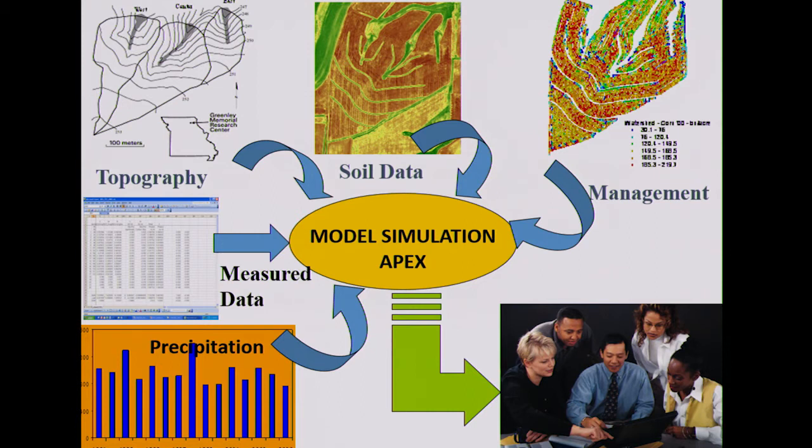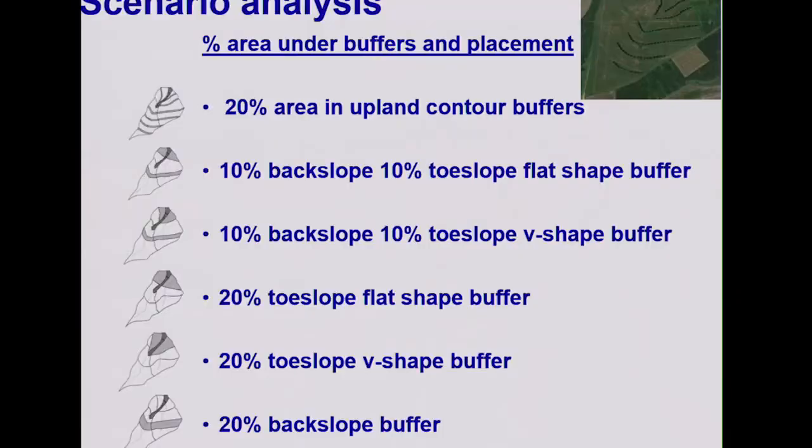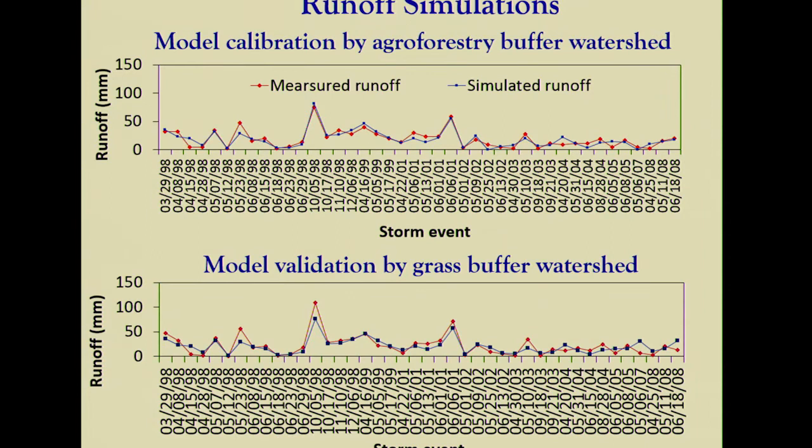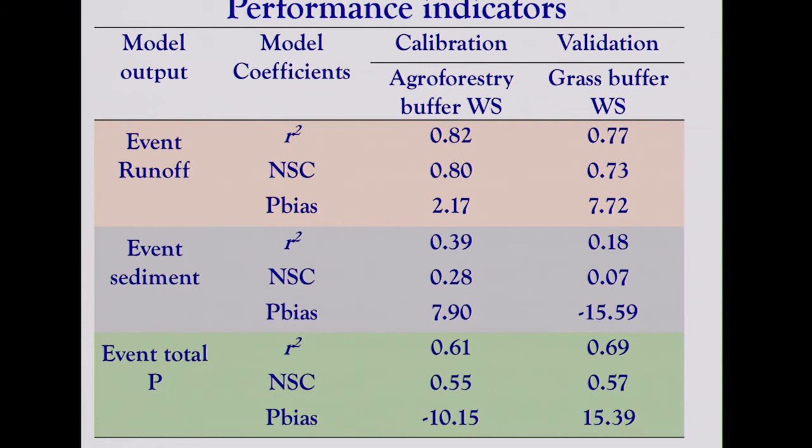So we can do modeling work, because we have topography, soil, and management data. We looked at 6 different scenarios, 10% here, 10% here, V shape, all the buffers here just like a riparian system, different shapes. We did calibration and validation. Those results were very good, as you see here. Performance statistics are acceptable.